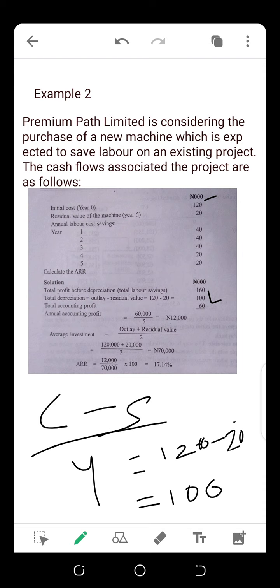If depreciation had been deducted, you will see that we would not have this scrap value. They would tell us, okay, this is earnings, this is depreciation, this is the one after depreciation, as we have it in our previous question. But here we are not told. You need to calculate it just logically. So when you deduct the depreciation, which is 100, from the total savings, you have 60 as the accounting profit.